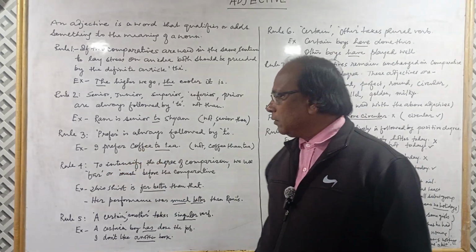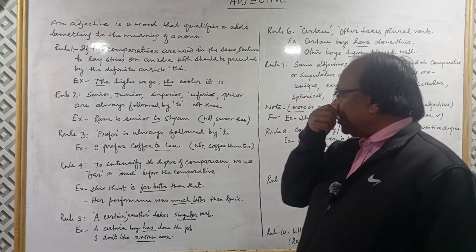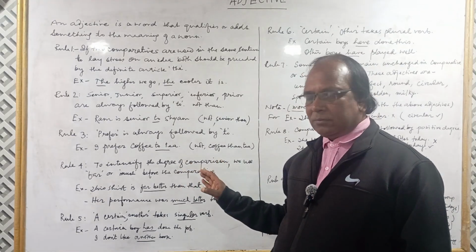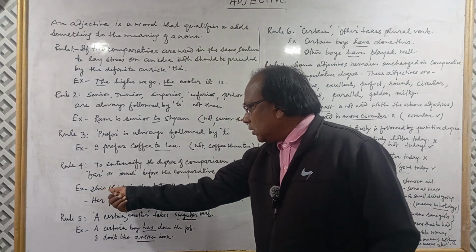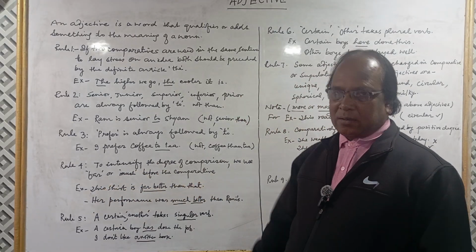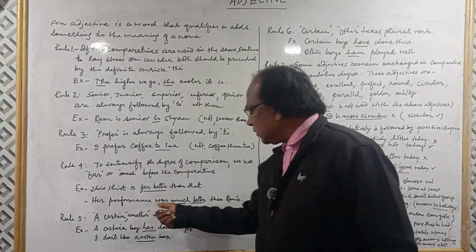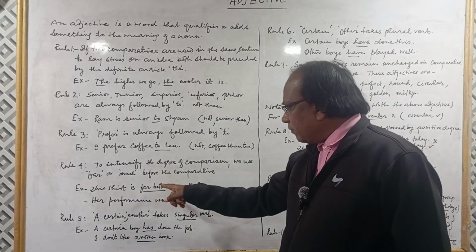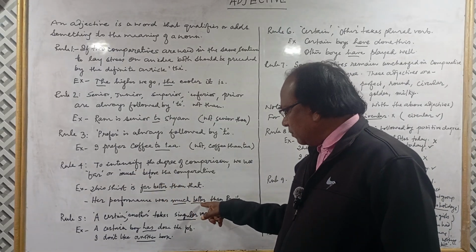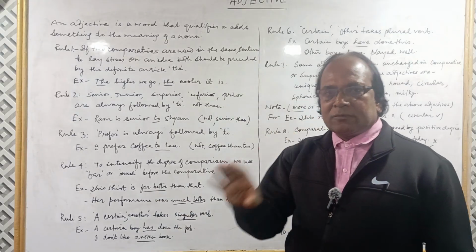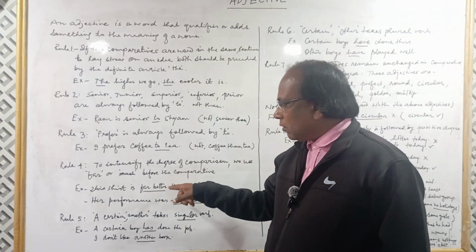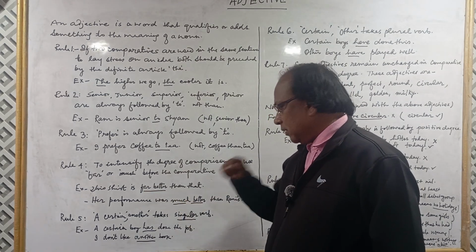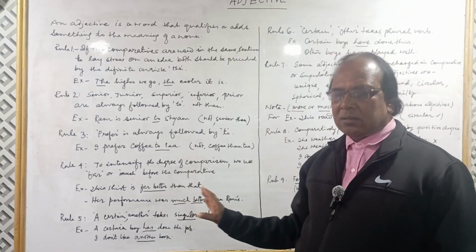Next rule, rule number 4. To intensify the degree of comparison, we use far or much before the comparatives. The rule is very simple. This shirt is far better than that. Her performance was much better than Rani's. Here, in the first sentence, better is comparative. Here also, better is comparative. And in order to intensify the meaning of better, we have used far and much. So, grammatically, such expressions are correct.